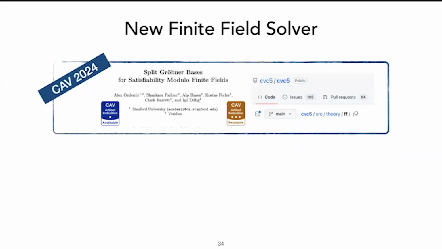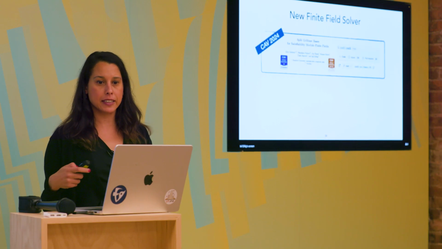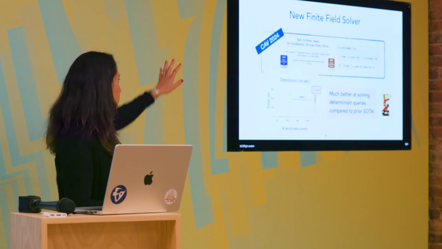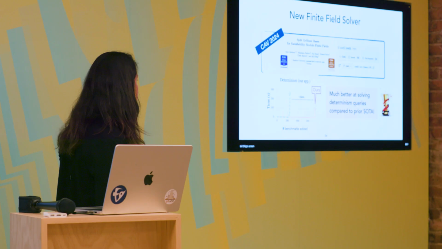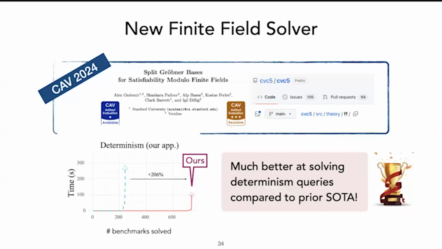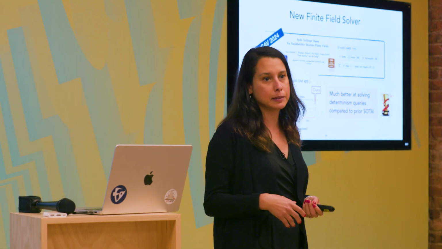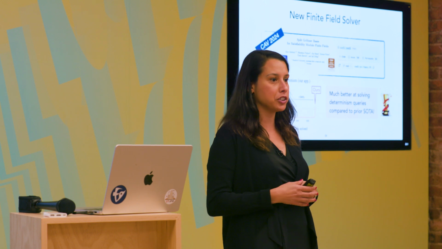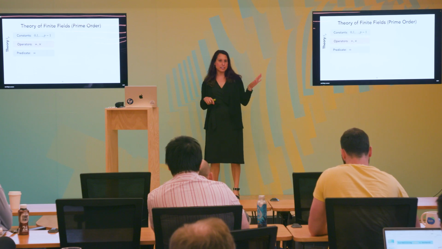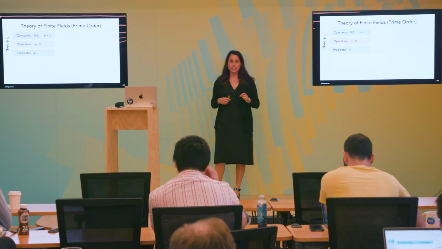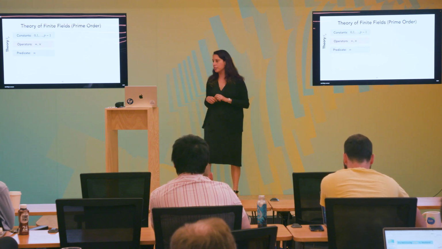And that brings me to our new CAV paper, which talks about a new solver for finite fields based on the idea of split Gröbner bases. I'm going to tell you more about how this works, but the key thing is that using our technique, you can do much better when answering determinism queries. In particular, compared to the prior state-of-the-art SMT solver, we can decide the satisfiability of 3 times as many queries within the same timeout. So the rest of the talk is about how we got this improvement. What's the new decision procedure?